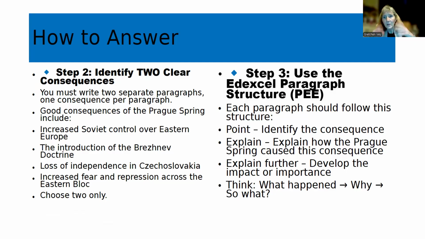Again, like I said, you should use the PEEL structure. Each paragraph should follow the structure. Point, identify the consequence. Evidence, you need some kind of evidence, a date, a place, a name. Explain how the Prague Spring caused this consequence. Link or develop it further if you want to, the impact or the importance, and what happened and why.